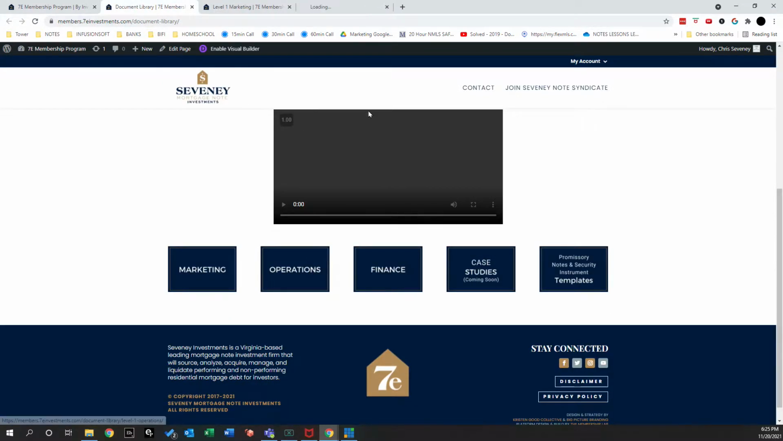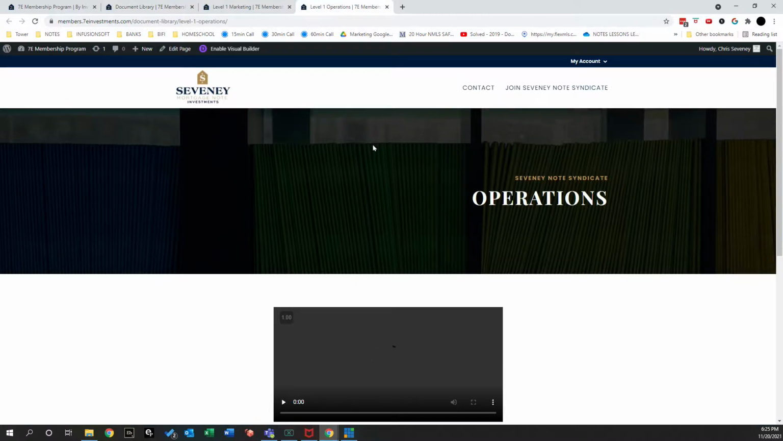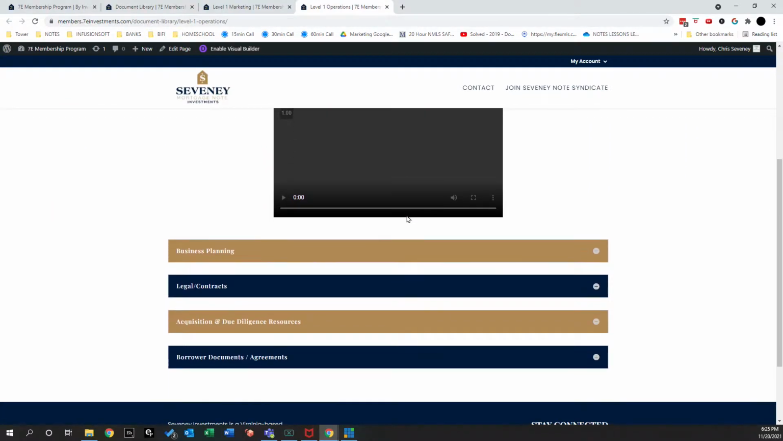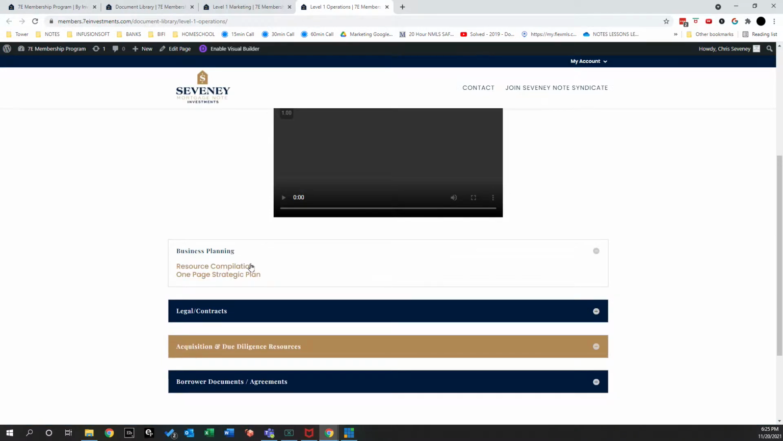Under operations, this is where we have the most amount of data, and this is where I've spent the last 5 years really creating and forming these templates to allow me to run my business, which I believe is being very successful. Under business planning, we've got a resource compilation, which will be continually updated, which has note sellers, books you can read, and just other areas to get great information on note investing outside of this membership group.